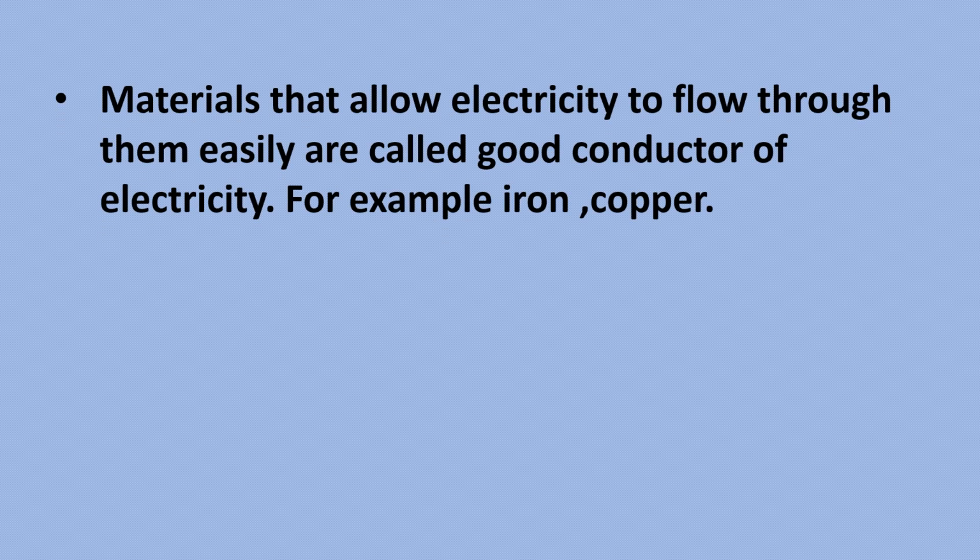Materials that allow electricity to flow through them easily are called good conductors of electricity. Good conductors of electricity means the materials which allow electricity to pass, like iron and copper. That is why we are using iron pans, because they allow electricity to pass through them.